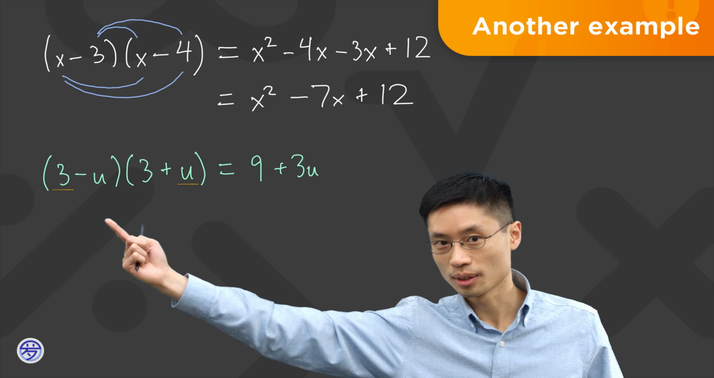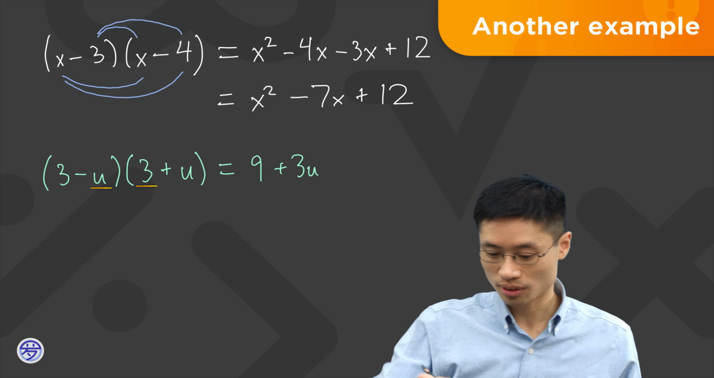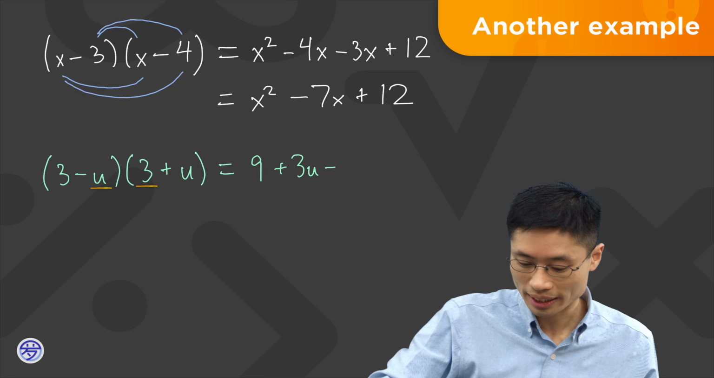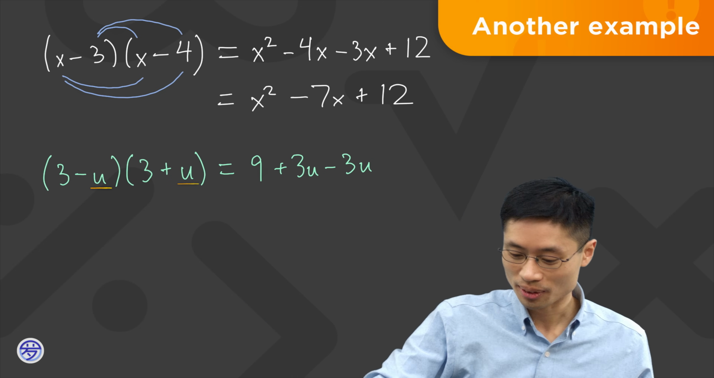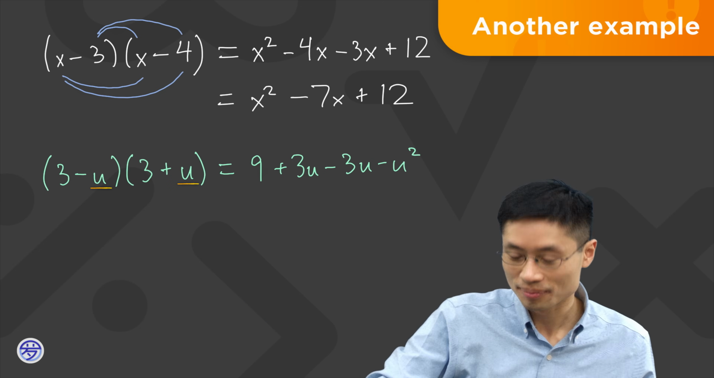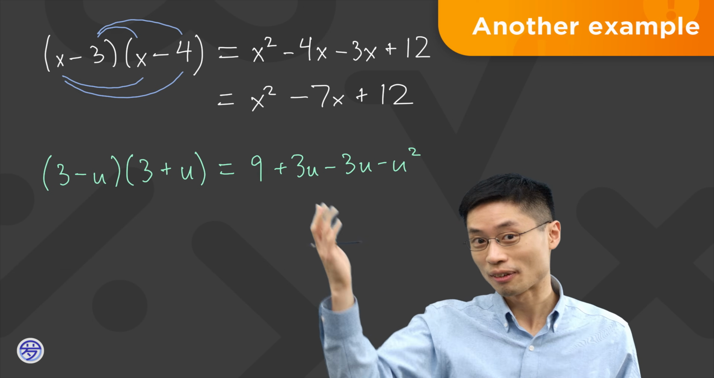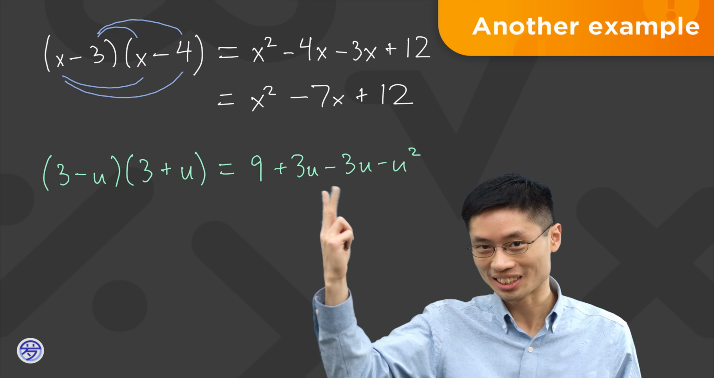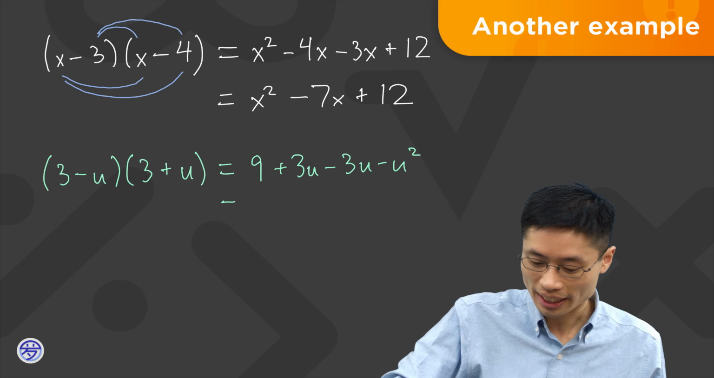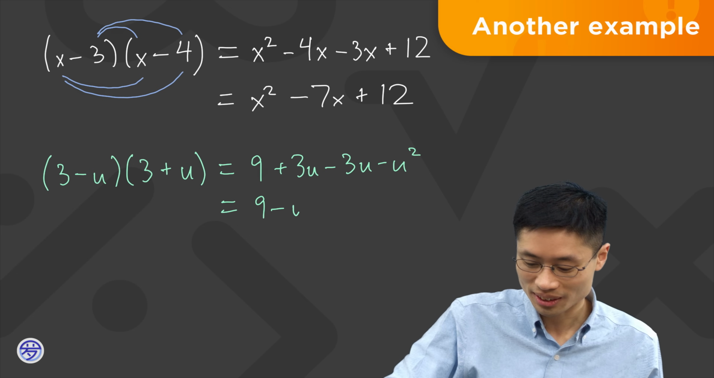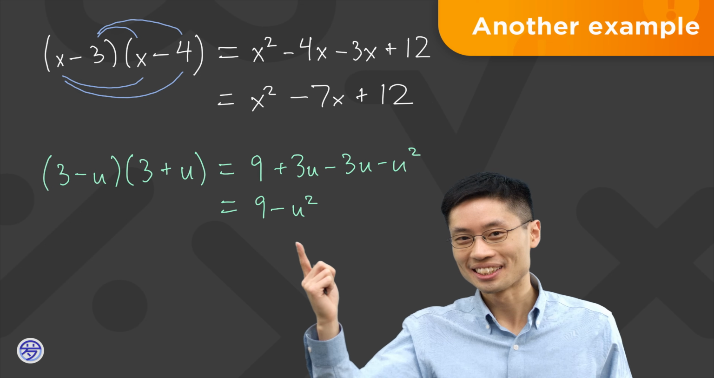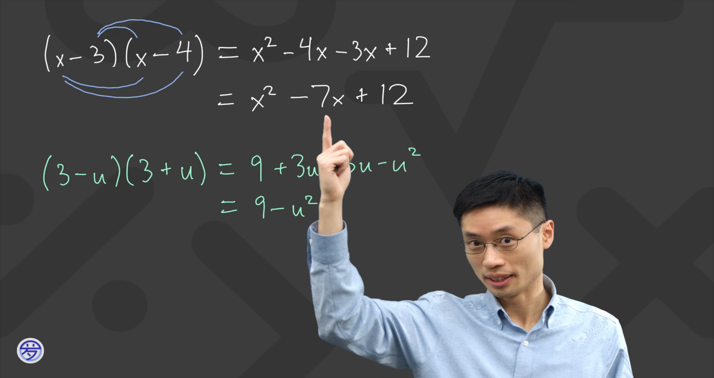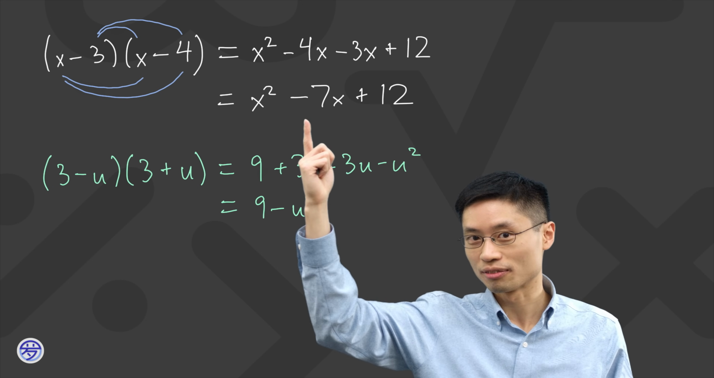The first minus u and the second 3 gives me minus 3u. And the last term is minus u times plus u, which is minus u squared. So here, if I want to simplify, I could actually cancel the 3u minus 3u, and I'd get 9 minus u squared. Actually, that's kind of cute. There's not as much as in this one. This expression has more stuff in the middle.